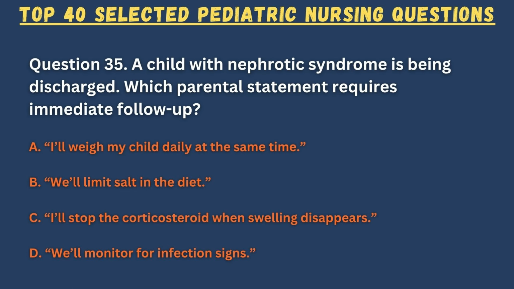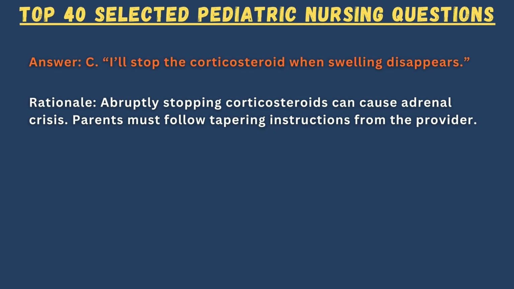Question 35. A child with nephrotic syndrome is being discharged. Which parental statement requires immediate follow-up? A. I'll weigh my child daily at the same time. B. I'll limit salt in the diet. C. I'll stop the corticosteroid when swelling disappears. D. I'll monitor for infection signs. Answer. C. I'll stop the corticosteroid when swelling disappears. Rationale. Abruptly stopping corticosteroids can cause adrenal crisis. Parents must follow tapering instructions from the provider.